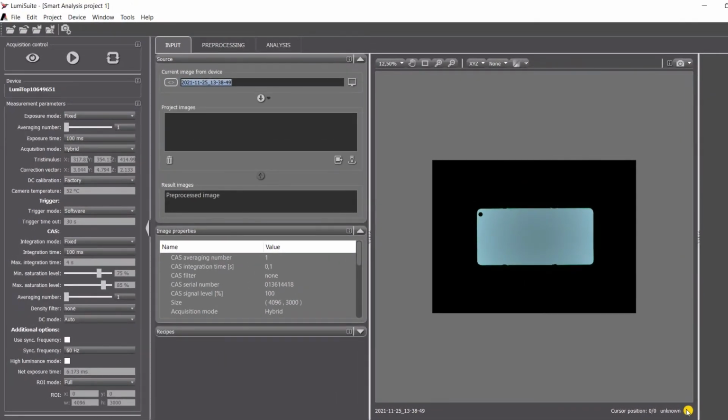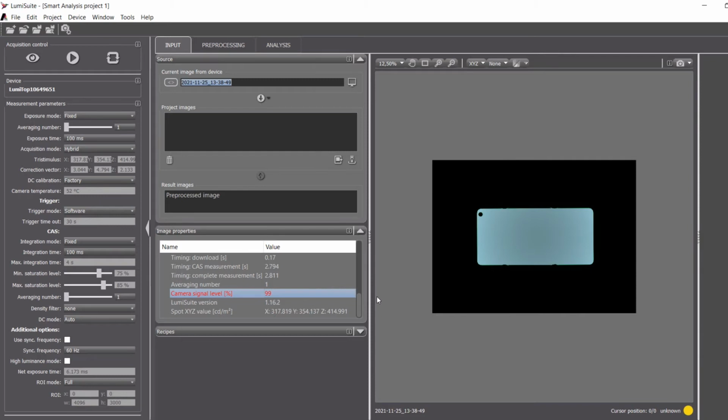Additionally, you can also check the signal level of any acquired image in the image properties. Here you can see the signal level of the CAS, and down below you can see the signal level of the camera. As you can see, both devices show a signal level outside the recommended range of 75 to 85%.